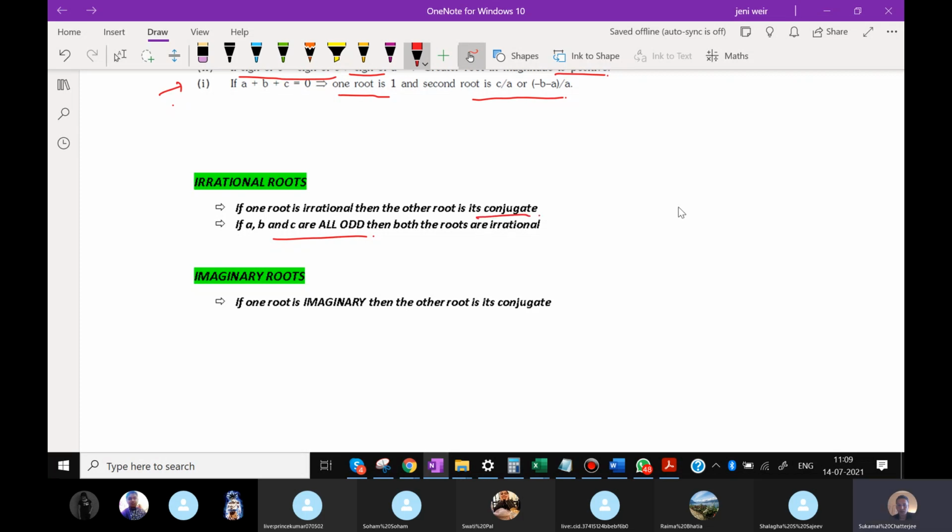So if you are given that 2 plus root 3 is a root of ax square plus bx plus c, this means the other root has to be 2 minus root 3. Okay. Similarly, for imaginary roots, if one root is imaginary, then the other root will be its conjugate.